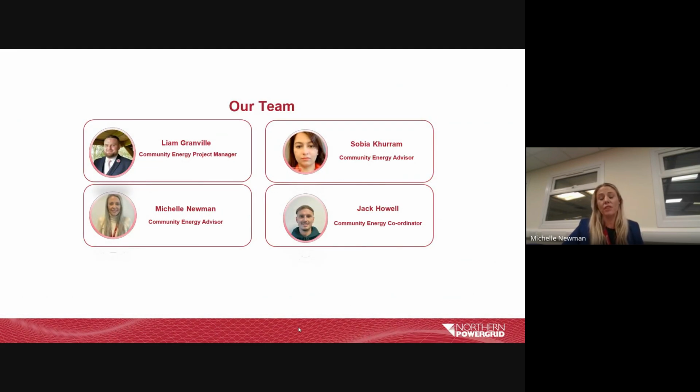So we're a team of 4 people within the community energy team. There's myself as one of the community energy advisors, as I've said, my colleague Sabia, who does a similar job to me as an advisor. There's Liam Granville, who is the community energy project manager, and then Jack Howell, who is the community energy coordinator. But we all work together across the team.